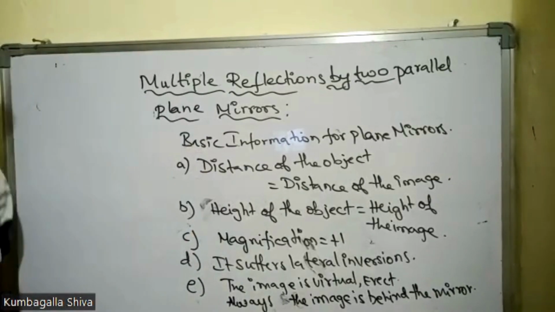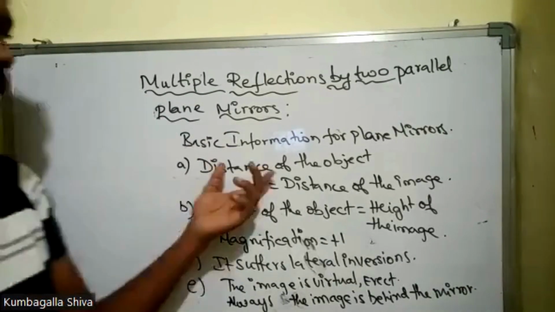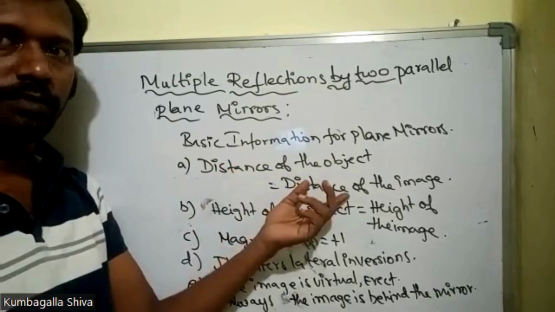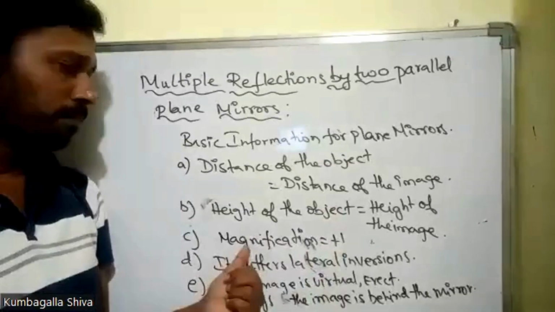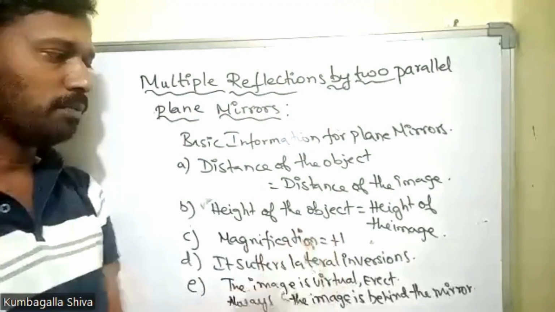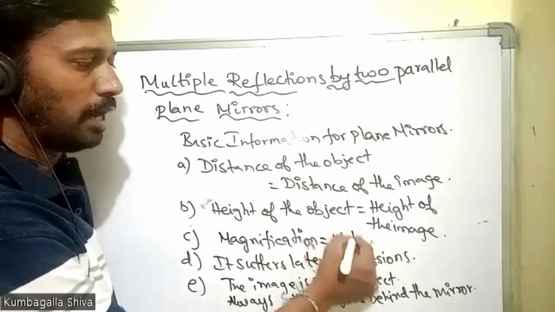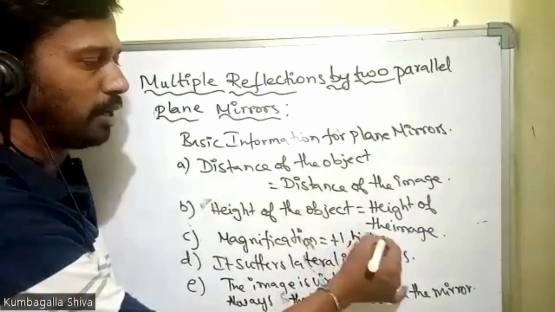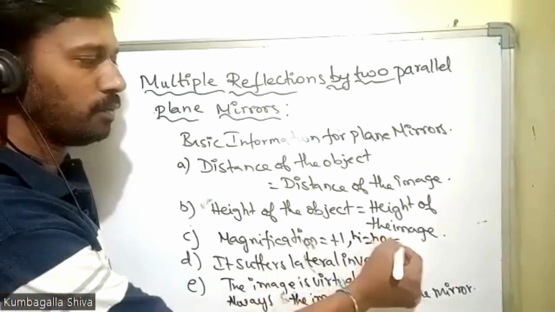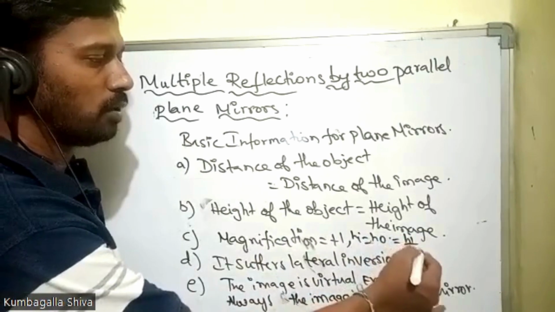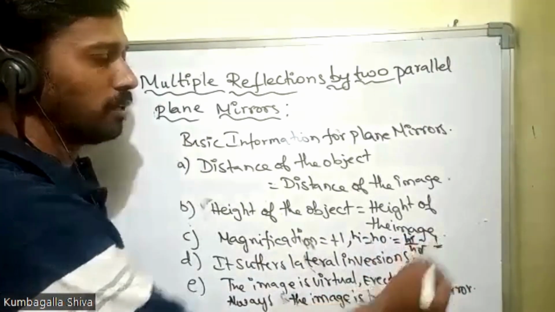Are we clear? What is the basic information? Distance of the object will be equal to distance of the image. Height of the object is equal to height of the image. Magnification will be equal to +1. That means here height of the image will be equal to height of the object. That is what I mean here. When you do the ratio h by h naught, they'll be equal, they cancel, and you get +1.